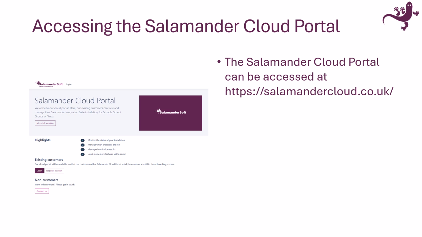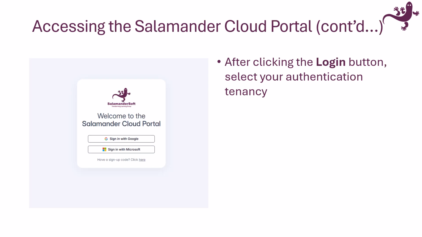You can access the Salamander Cloud Portal by going to https://salamandercloud.co.uk. Once you're on that page, please click the Login button to sign in. After clicking the Login button, you'll be taken to this page where you need to select your authentication tenancy.